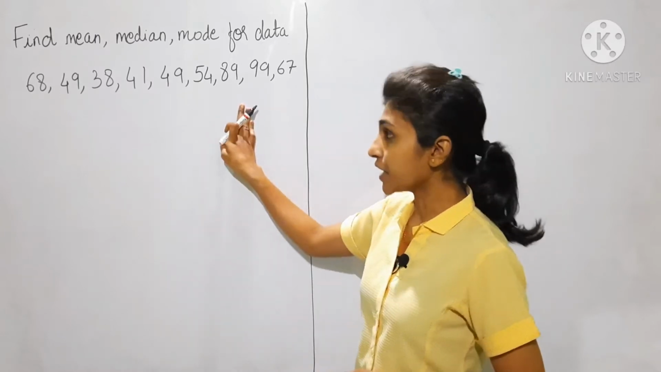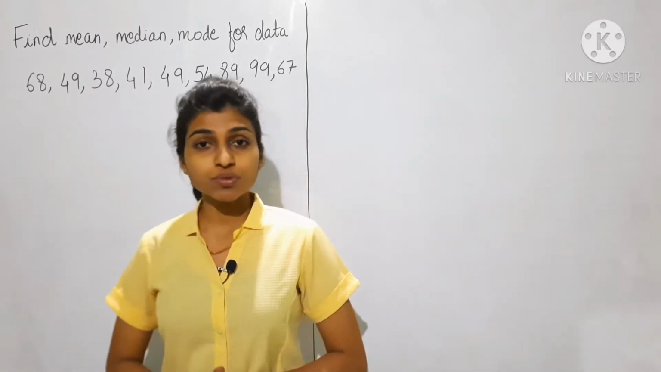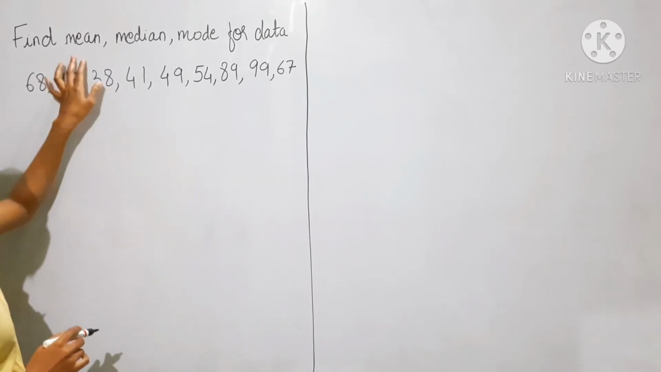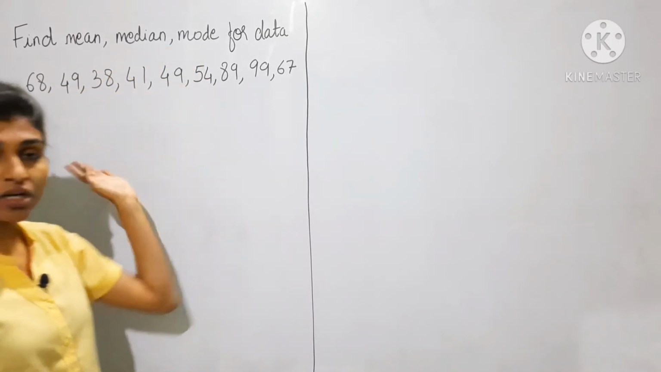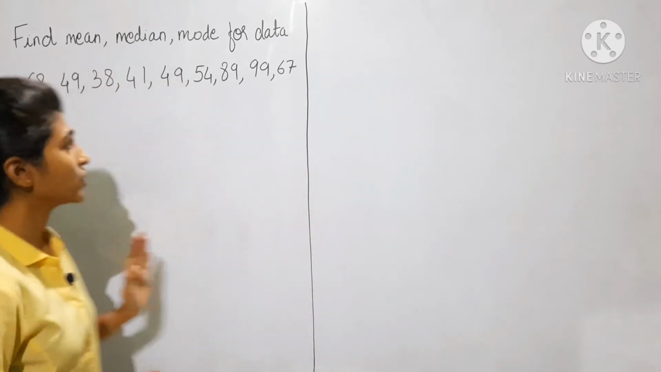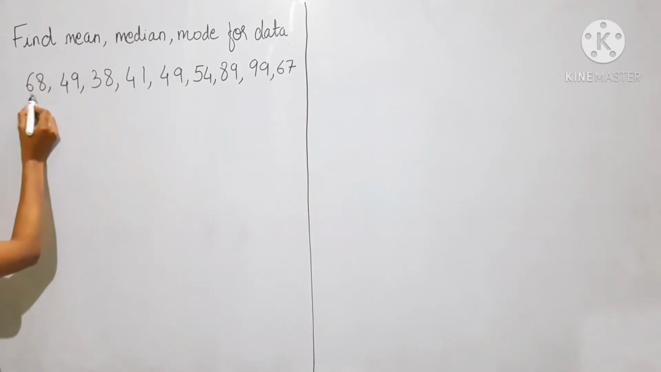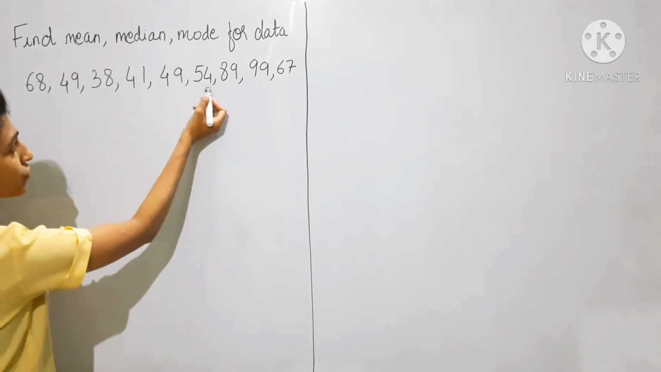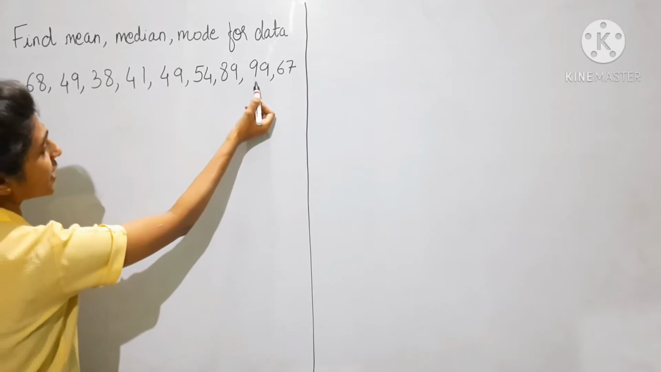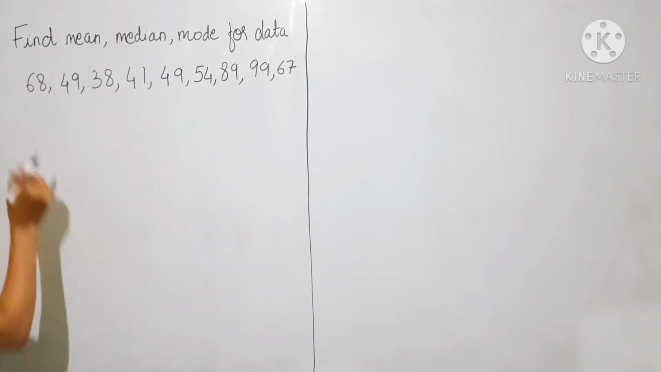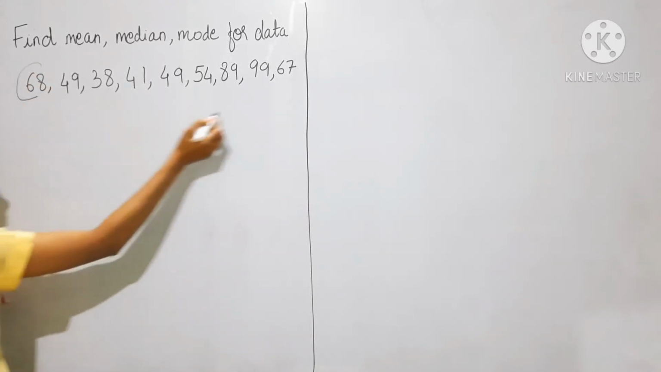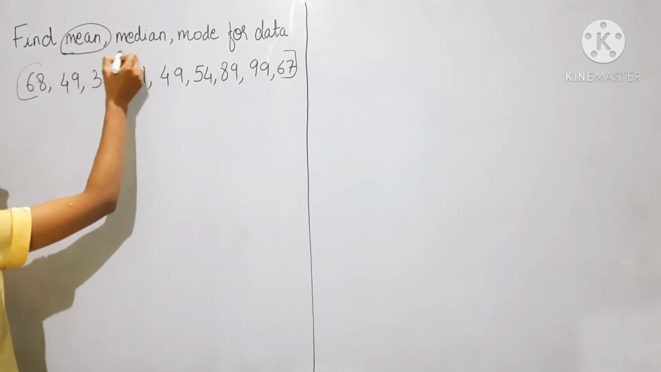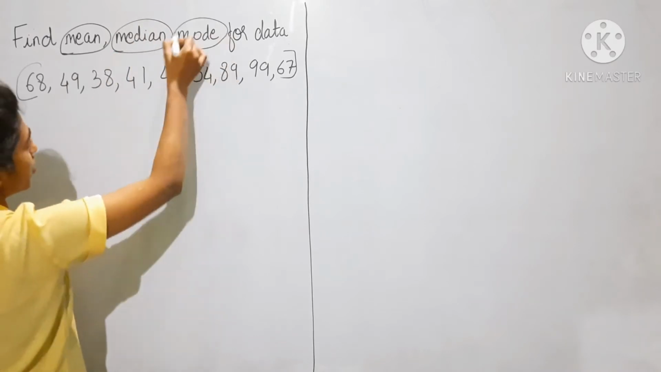Now this is the data. This data is individual observations, and we have to find the mean, median and mode all together. How can we find all three? So these are the observations: 68, 49, 38, 41, 49, 54, 89, 99 and 67. Now from these observations we have to find the mean, median and mode.